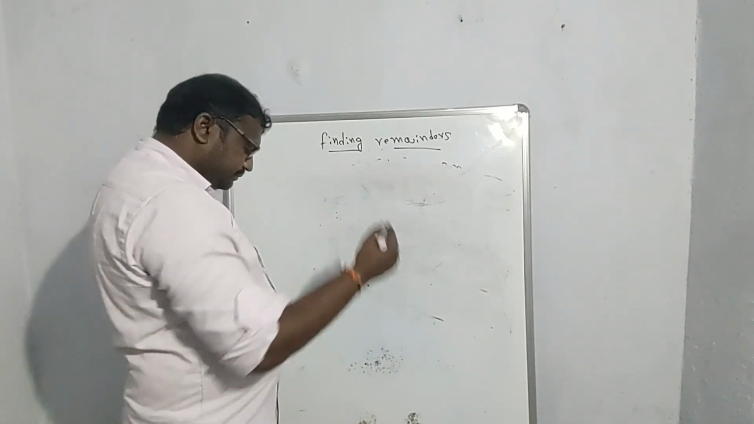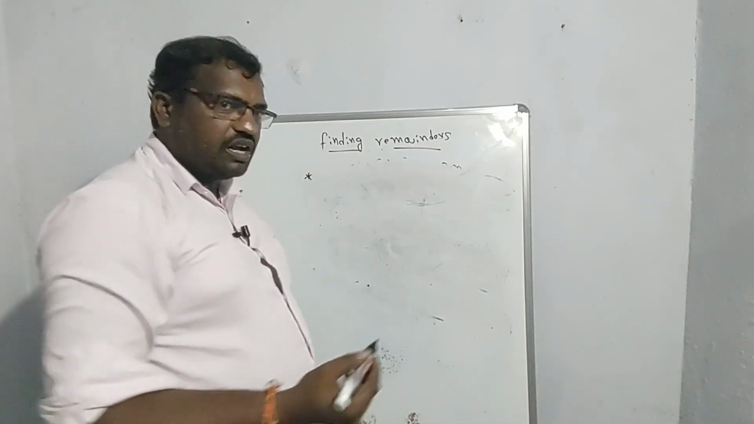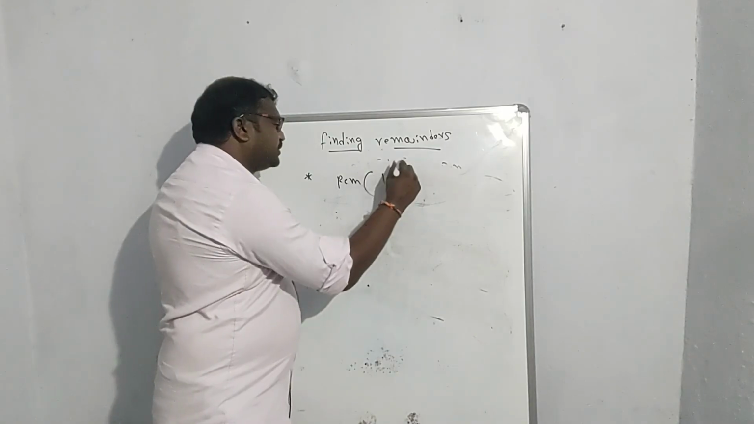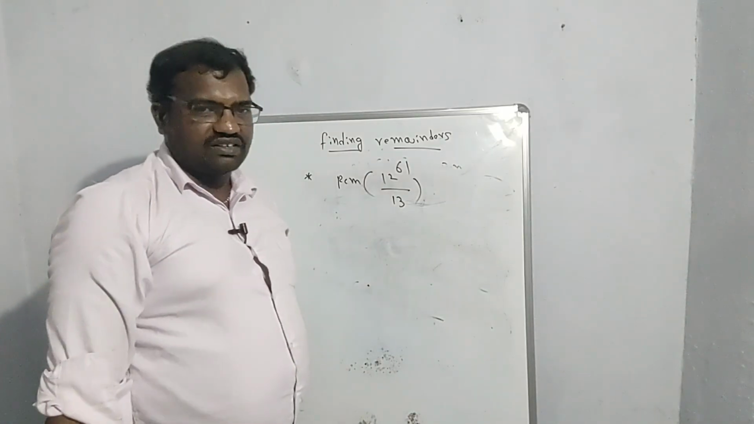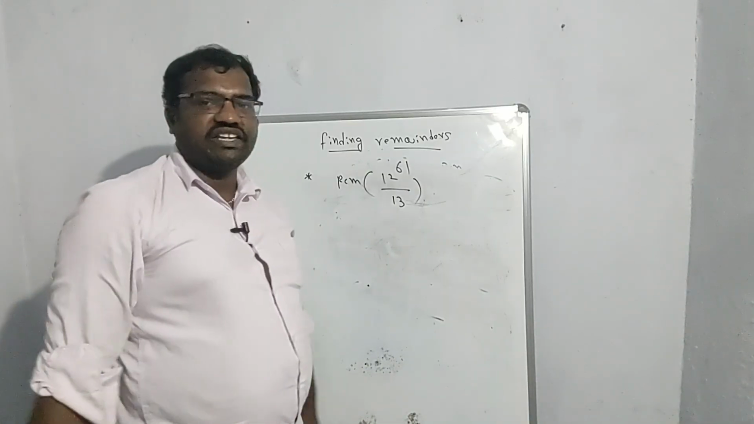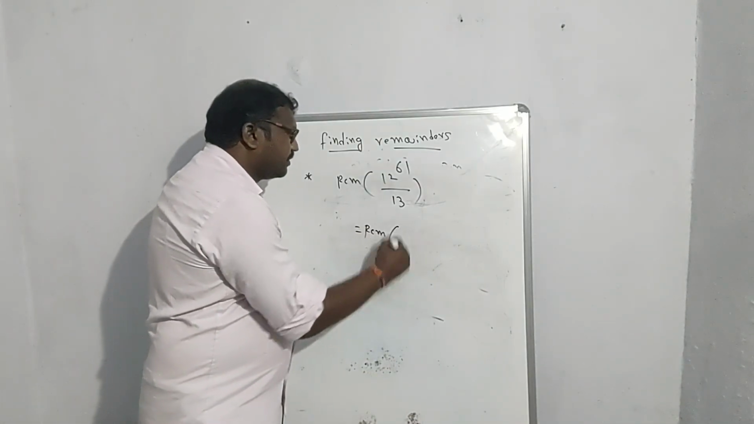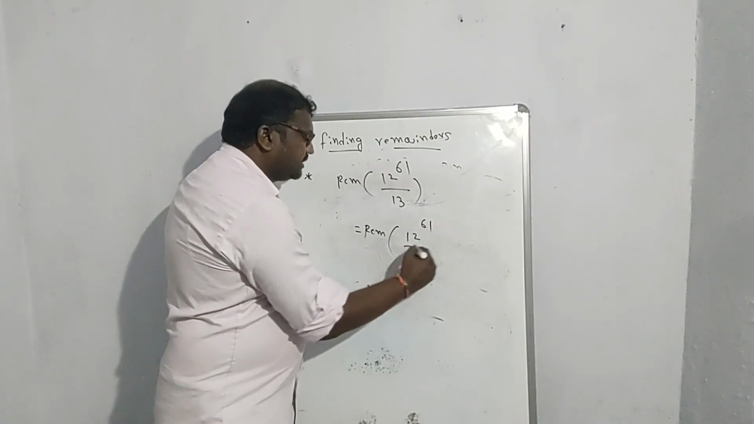I will write one more problem. Sometimes the power value is an odd number. At that time, what will you do? 12 power 61 by 13. The power value is an odd number. Previously we took even powers, now we are taking odd powers. So remainder of 12 power 61 by 13.